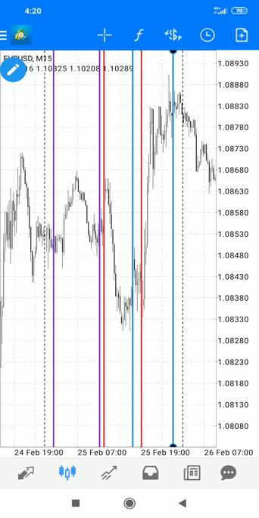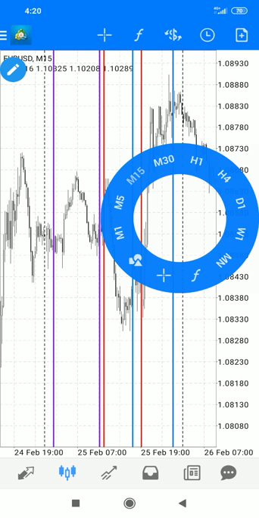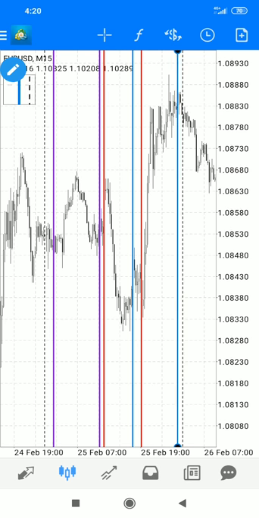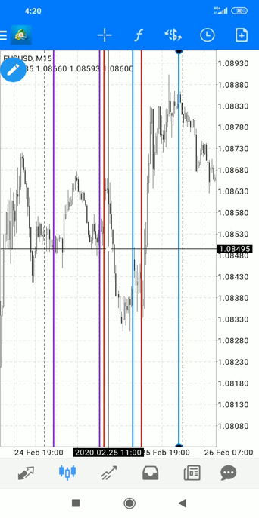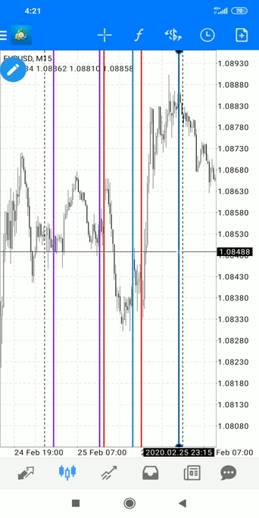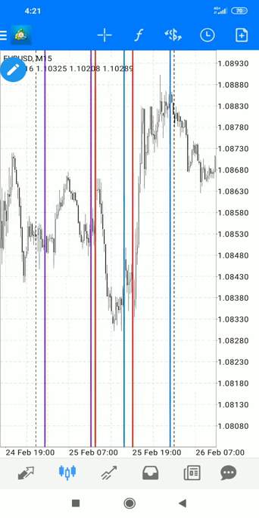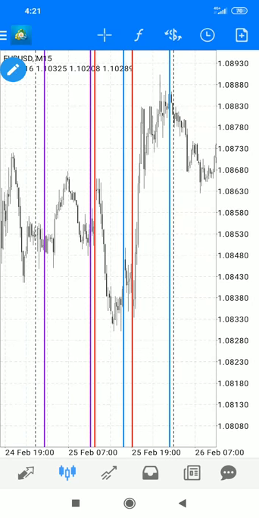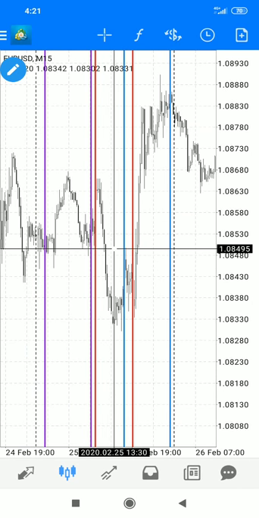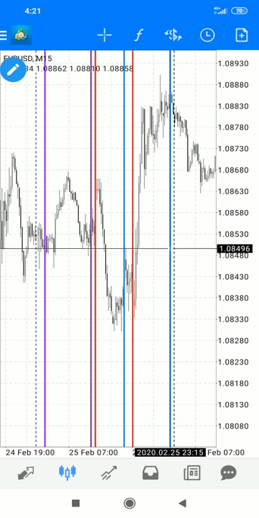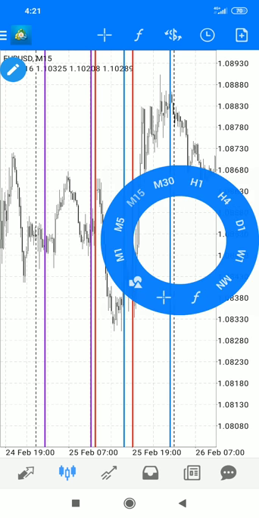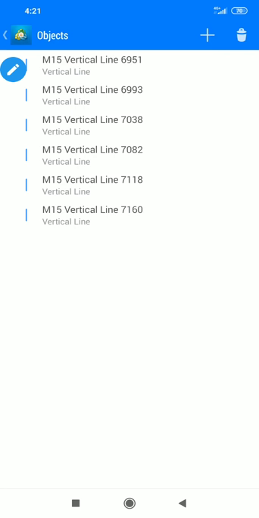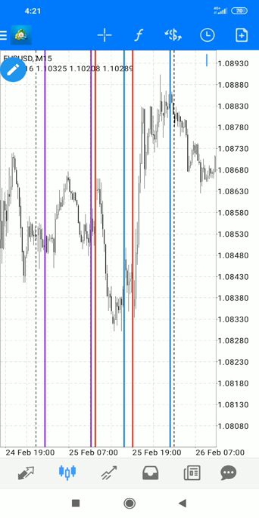Okay, let me just adjust it a little bit. Should be somewhere around here. Not spot on, but then close enough. Then finally we have the Sydney session, which is from 11 p.m. to 6 a.m. You'll also be seeing something when I'm busy placing these lines here, called the overlap of sessions.